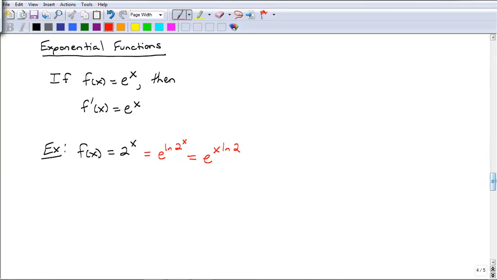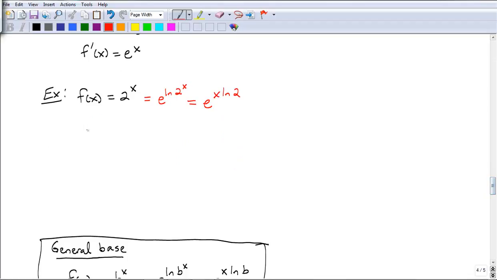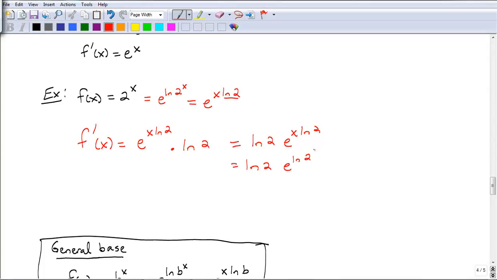And now I can take the derivative. The derivative of e to a power, you get it back, e to that power, times the derivative of the power. Well, the natural log of 2 is a constant, so it sits around. The derivative of x is just 1. So this is the natural log of 2 times e to the x ln 2. And then we can go backwards. We can put it back together. Natural log of 2 times e to the natural log of 2 to the x. I'm just going backwards from the way I just went. E to the natural log of 2 to the x is just 2 to the x.